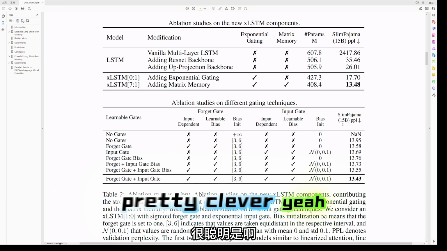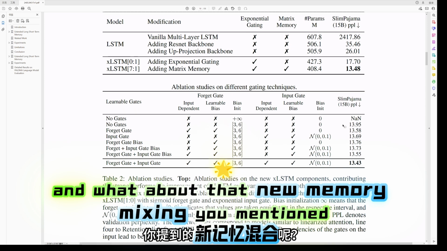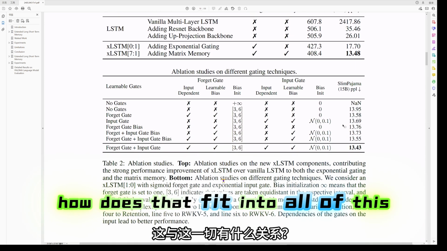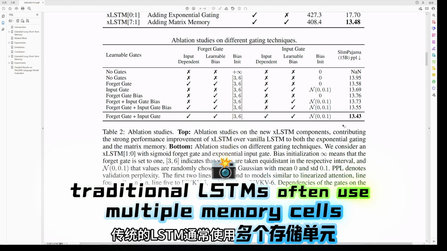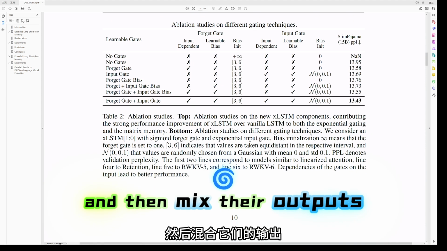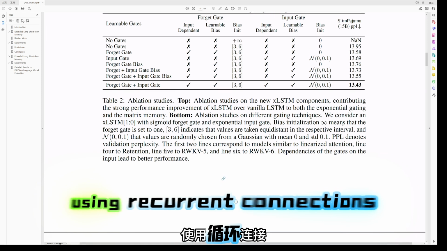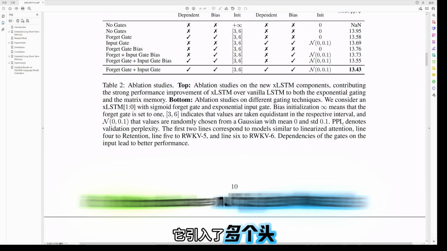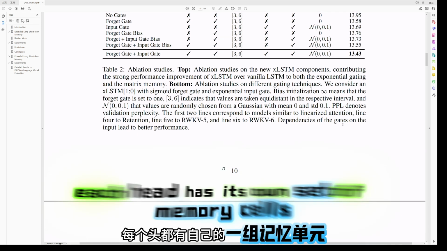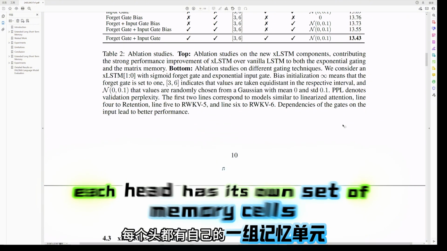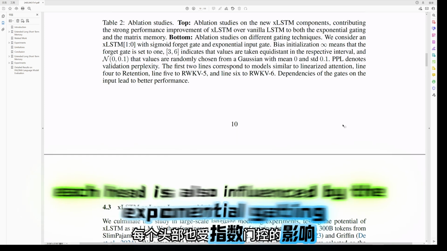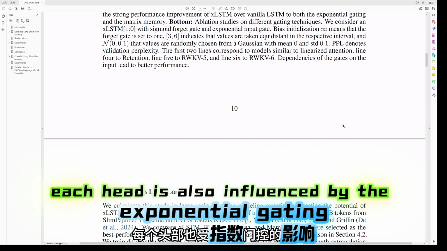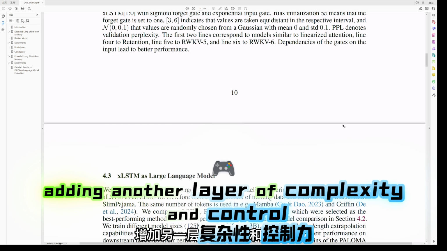Pretty clever. And what about that new memory mixing you mentioned? How does that fit into all of this? That's another brilliant part of sLSTM. Traditional LSTMs often use multiple memory cells and then mix their outputs using recurrent connections. Well, sLSTM takes this a step further. It introduces multiple heads. Each head has its own set of memory cells and its own internal mixing mechanism. And this internal mixing within each head is also influenced by the exponential gating, adding another layer of complexity and control.